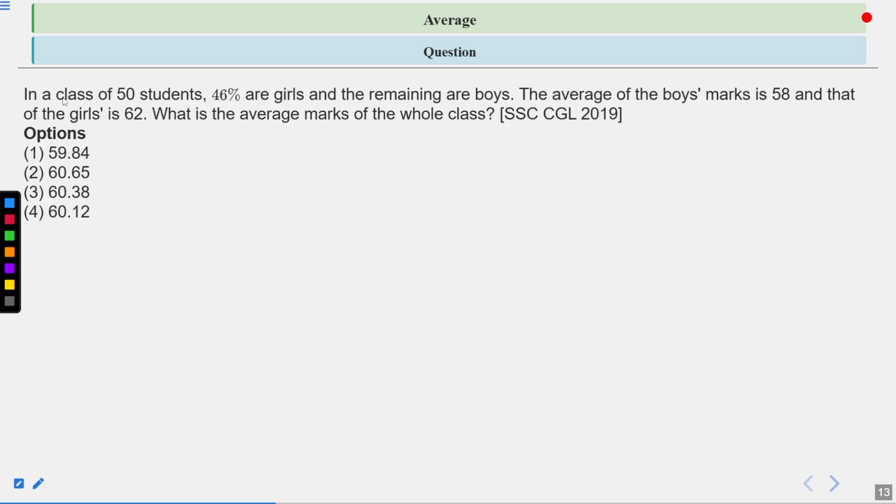Next one. In a class of 50 students, 46% are girls and the remaining are boys. So we can say that 54% are boys. The average of the boys' marks is 58 and that of girls is 62. What is the average mark of the whole class? This question was asked in the SSC CGL exam in 2019. So there are four options. First one is 59.84, second is 60.65, third one is 60.38, and fourth one is 60.12.